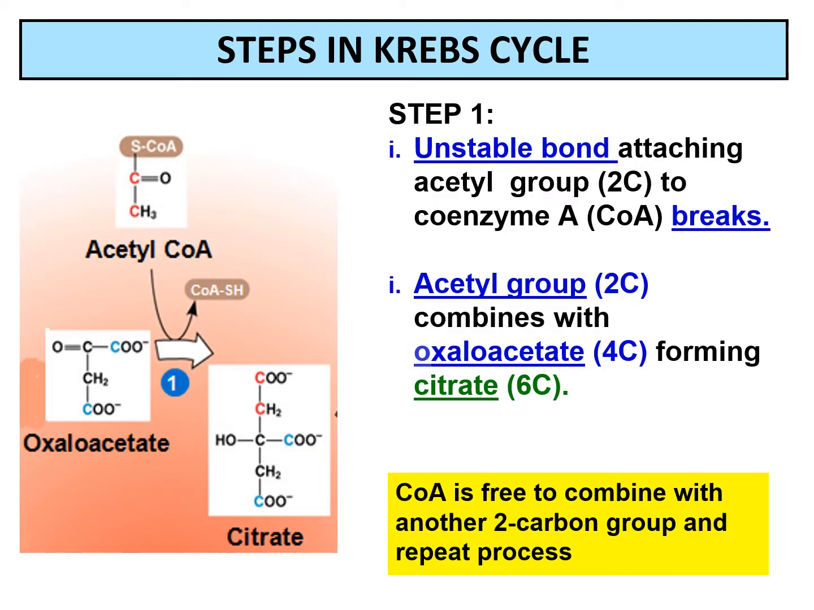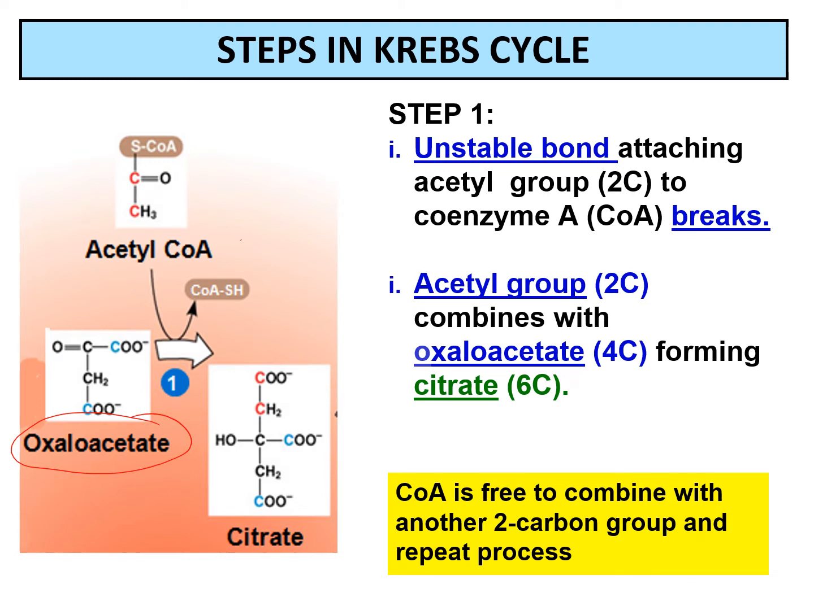Step 1. When acetyl-CoA binds to the coenzyme A, the bond is not stable. It's an unstable bond, so it can easily break. So the breaking of the coenzyme A from the acetyl-CoA will give energy for acetyl-CoA to bind with the oxaloacetate.